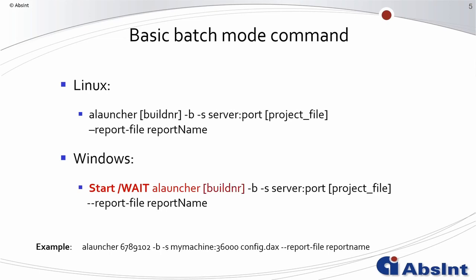Then the usage of the batch mode is indicated with -b. To specify the server used for the analysis, type -s and specify the server name and the port number. An example here could be my machine and 36,000. To get some output and feedback about the analysis results, you can specify --report file and give a report name. We recommend to always create a report when running the batch mode analysis. Doing it, you will have a text report even when the configuration file is erroneous and before the configuration file has been parsed.